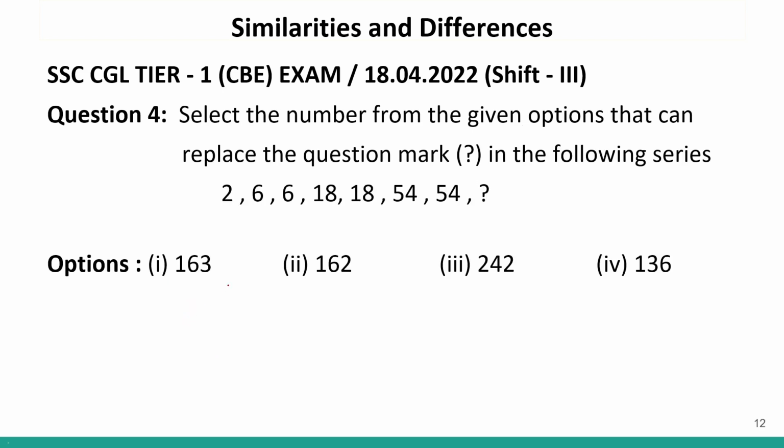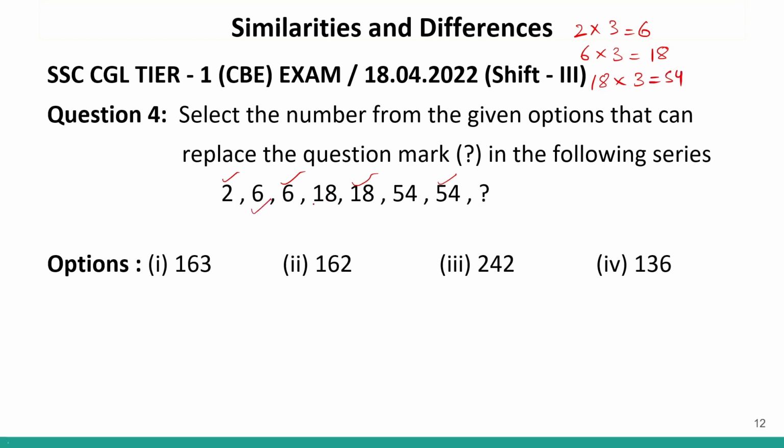Now, this question, we have to select the number from the given options that replaces the question mark in the following series. Now, if you look at this question, this is 2, 6, 6, 18, 18, 54, 54. So I can see that there are 2 series. One is this one. If I look at this one series, okay, let me write this, and this. So 2 into 3 is 6. 6 into 3 gives me 18. Similarly, 18 into 3 will give me 54. So this is one series.